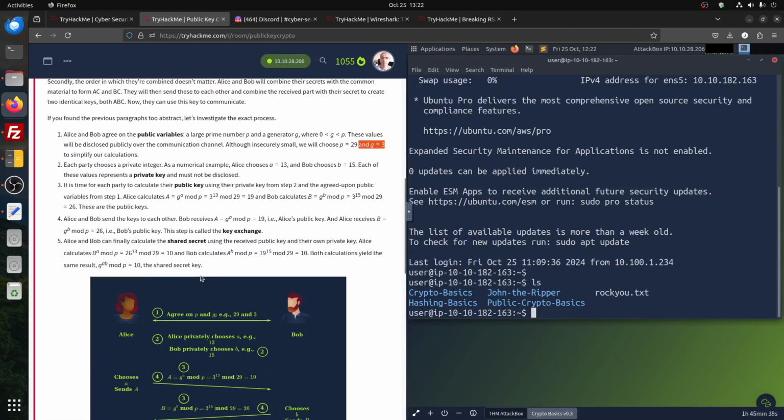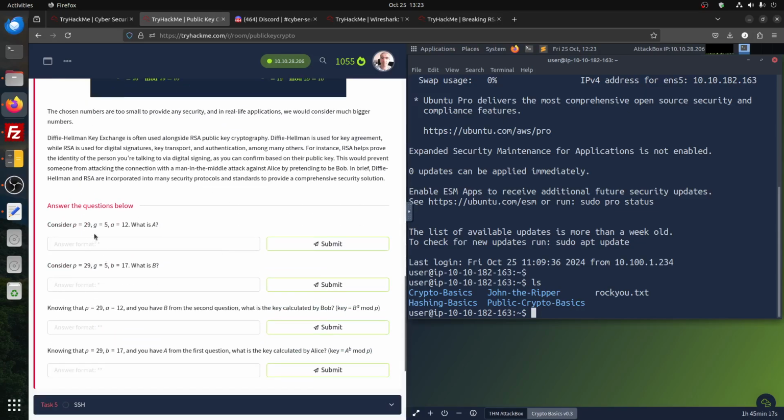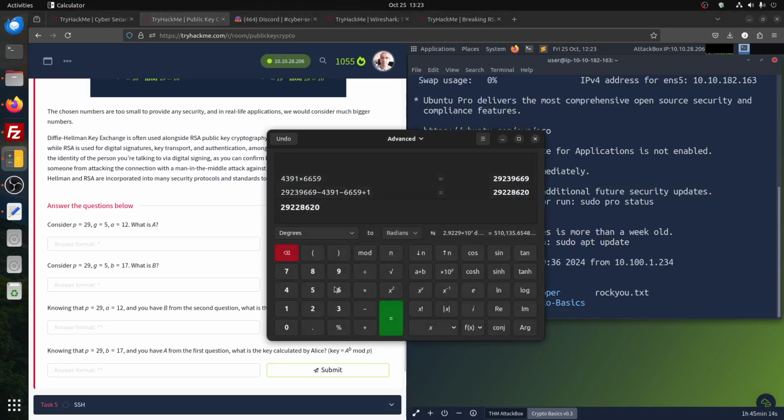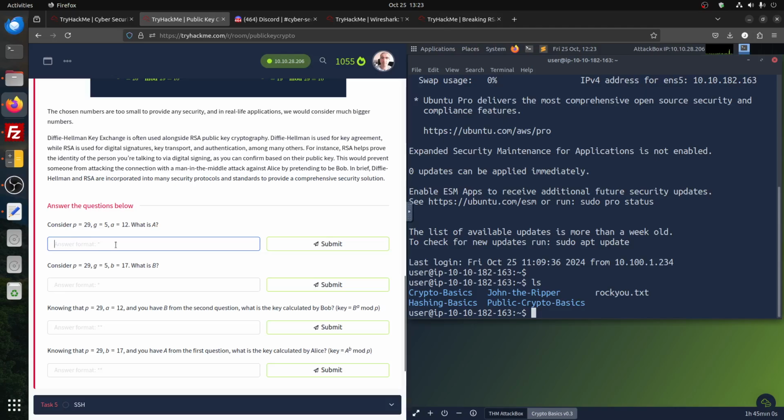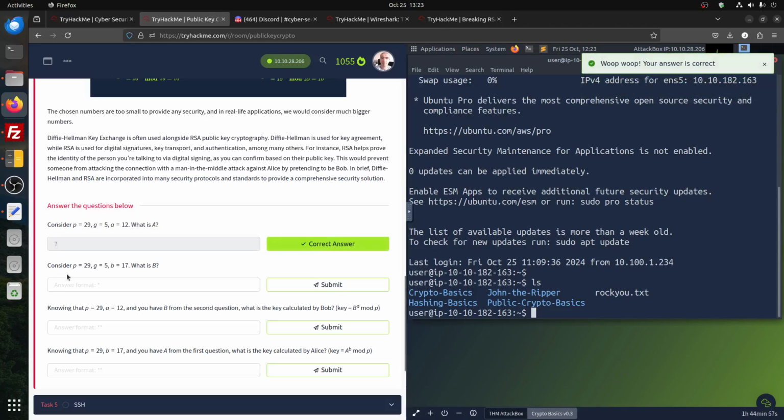So how do we calculate A? Where is the formula for A? Calculate A equal G power a modulo P. G in my case is 5, power a, which is 12, and then modulo P, which is 29, and then we have 7. So we are good on that.